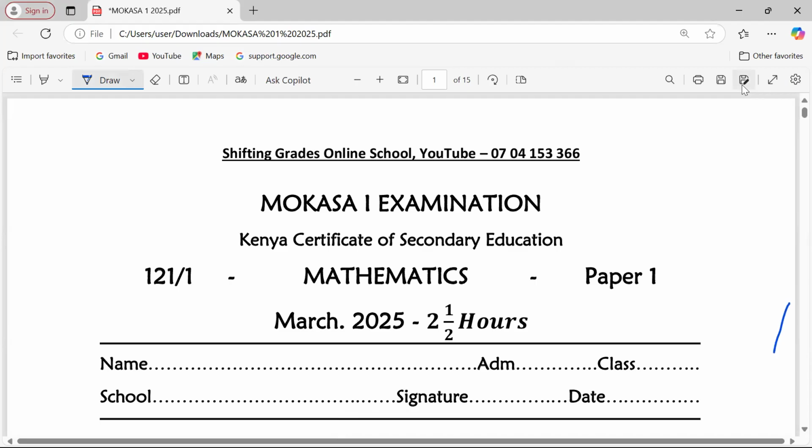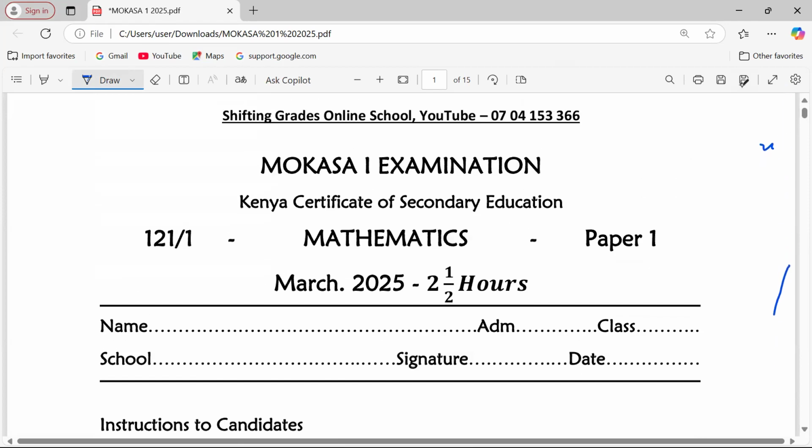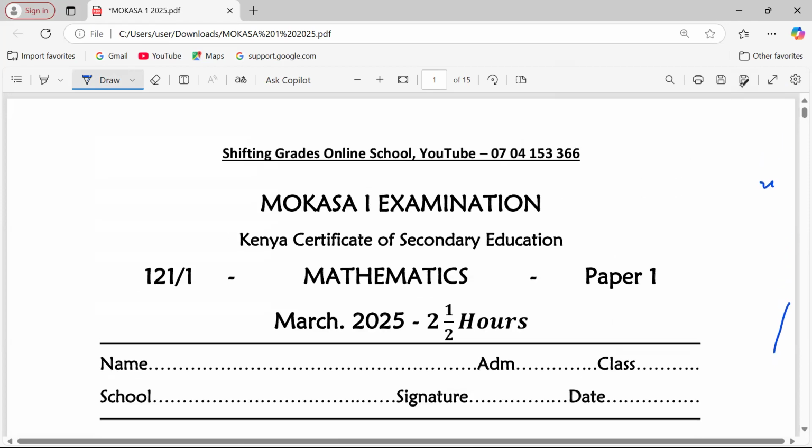So we will go through section 1 of this paper. And I hope that you are going to benefit by the end of the day.